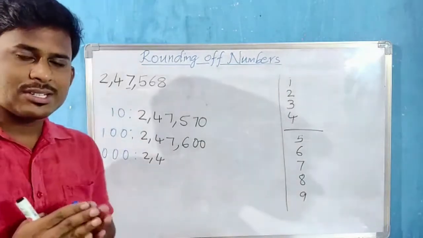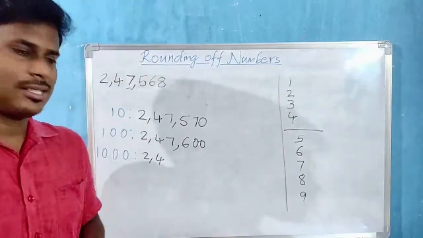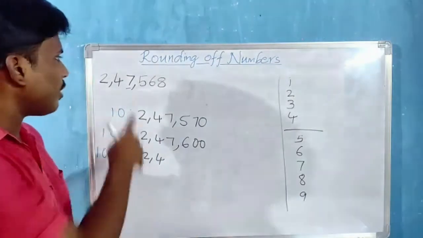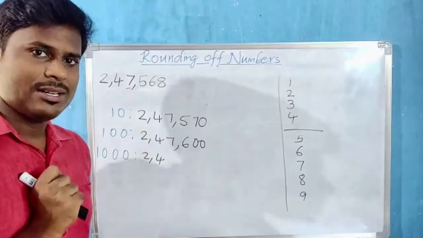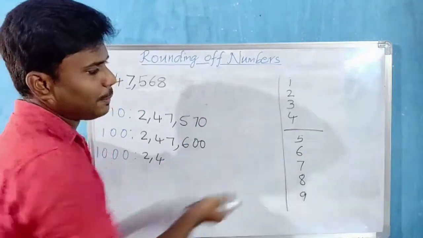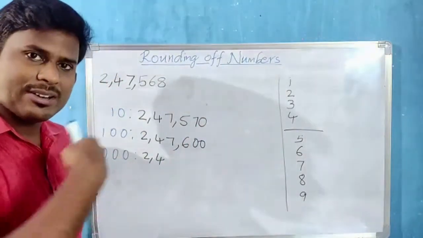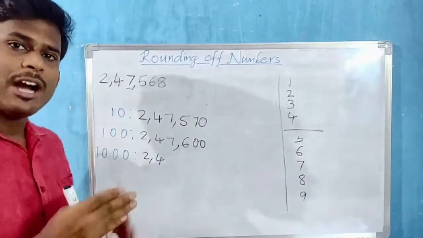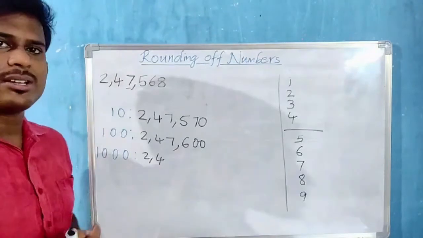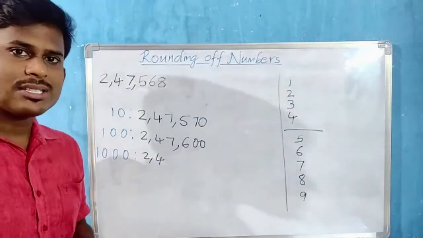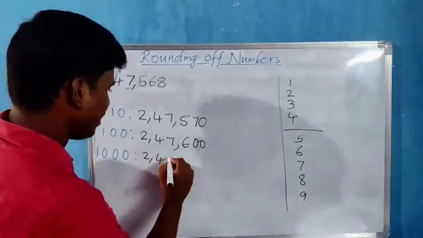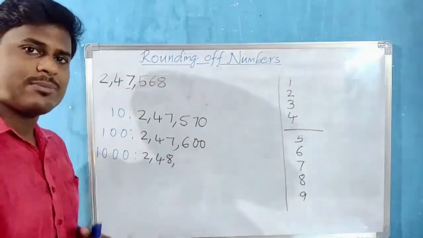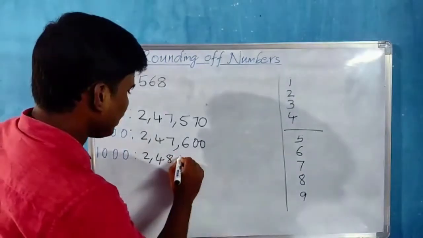So our rounding digit is what? Thousands place. In the thousands place we have digit 7. Immediate right side we have digit 5. So 5 is in which category? In this category. So when the immediate right side digit is 5, 6, 7, 8 or 9, we have to add +1 to the rounding digit. So our rounding digit is 7. So 7 + 1 is 8. And what do we do now? All the right side places we have to place as zeros.